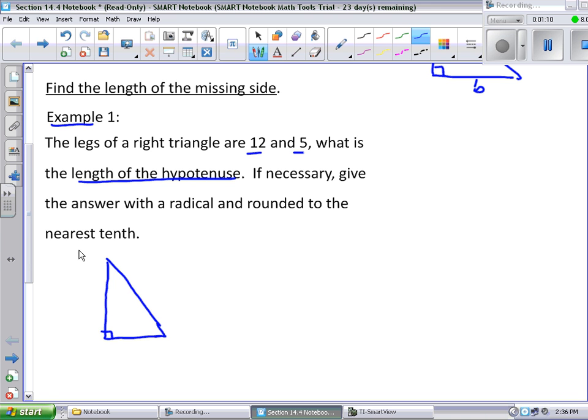Here's my right angle. The legs are 12, so we'll say A is 12. It doesn't matter which one you call A and which one you call B. And B is 5. It is the hypotenuse C that we are looking for. So I'm going to copy down my formula. A squared plus B squared equals C squared. And I know that A is 12, so I'll have 12 squared plus B squared, so I have 5 squared, is equal to C squared.